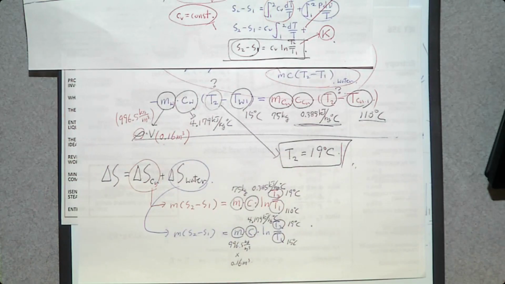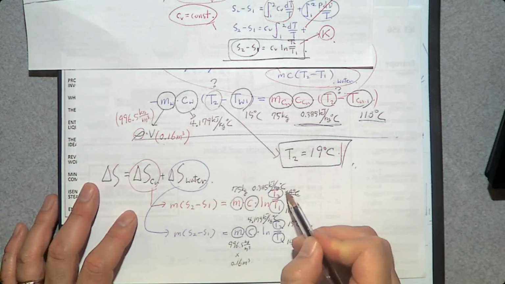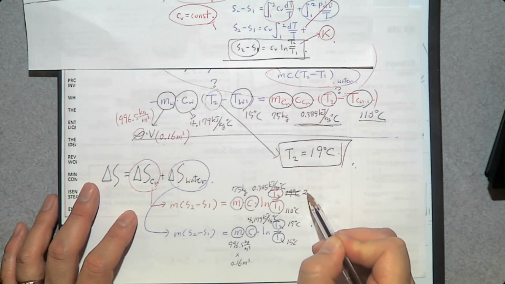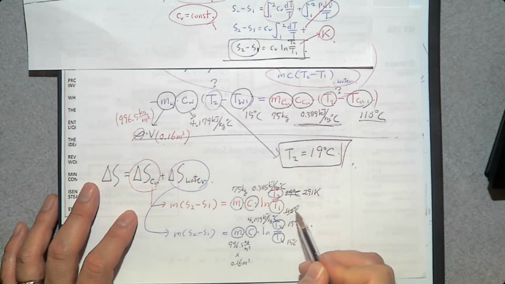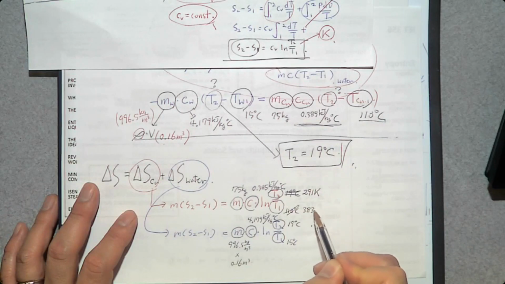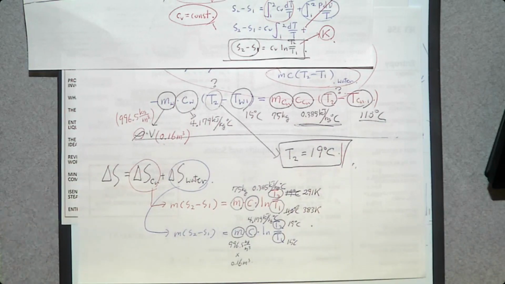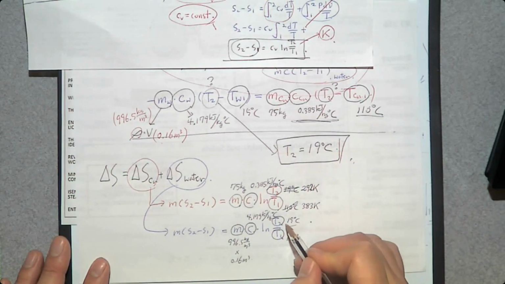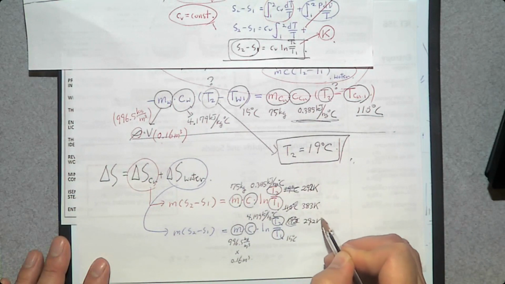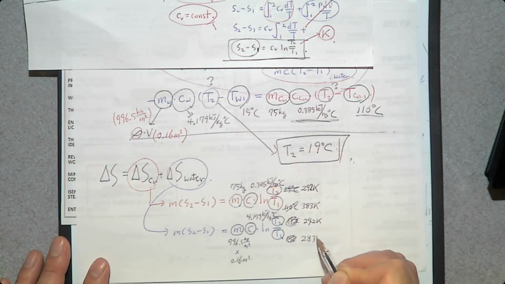Is that right or is there a mistake? Yes, Kelvin. You're right. So this one should be 291 Kelvin. This one should be 383 Kelvin. Oh, 292. What am I doing? So this one is 292 Kelvin. This one is 283 Kelvin.